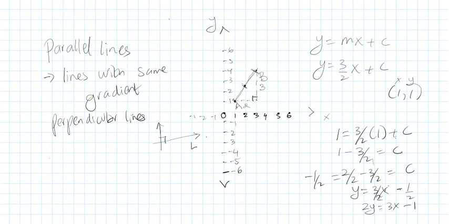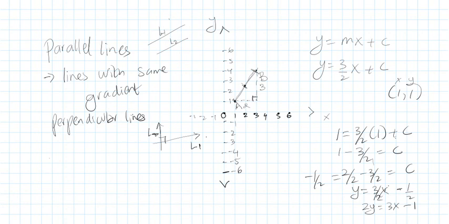Okay, so this is line 1, this is line 2, whereas for parallel lines, they have the same gradient, so they have the same direction. So that's line 1, this is line 2. So when two lines have the same gradient, they are parallel to each other. When two lines are perpendicular, they form a 90 degree angle between them.